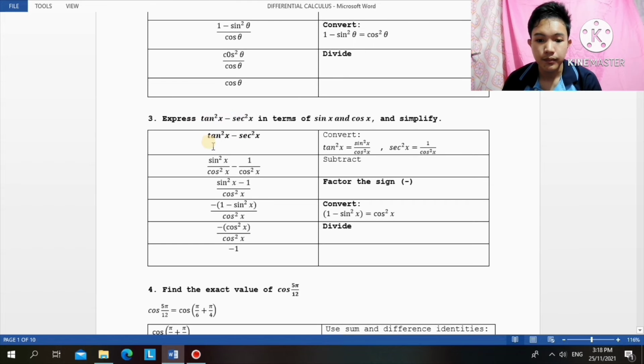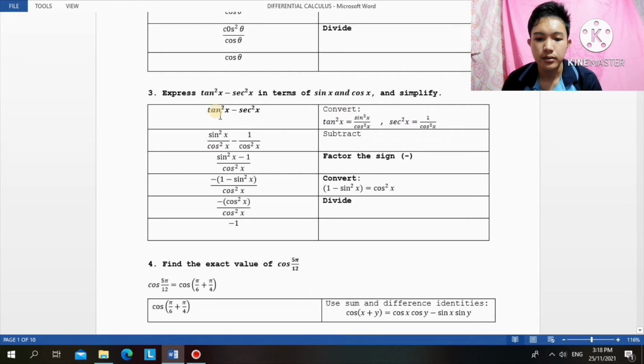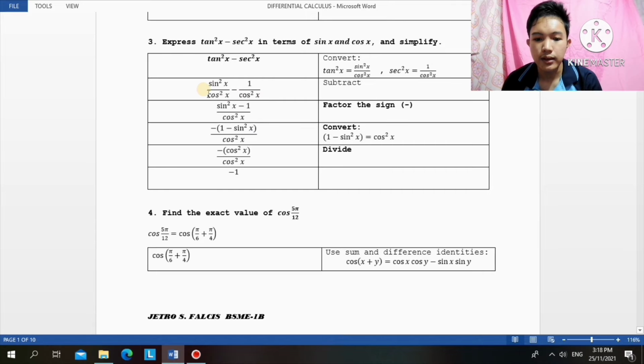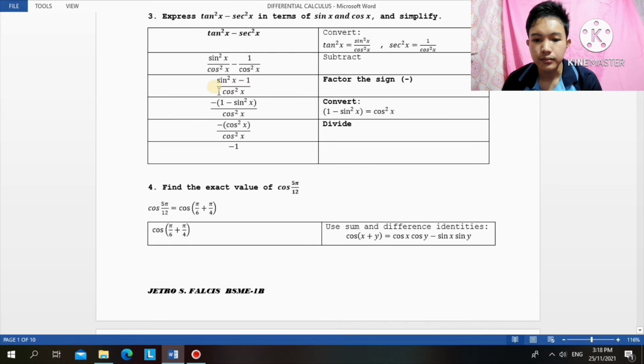Then, number 3, express tan squared x minus secant squared x in terms of sin x and cosine x and simplify. So, tan squared x minus secant squared x. Convert tan squared x into sin squared x over cosine squared x. Then, convert secant squared x into 1 over cosine squared x. Then, subtract. So, sin squared x over cosine squared x minus 1 over cosine squared x. If we subtract this, our answer is sin squared x minus 1 over cosine squared x.